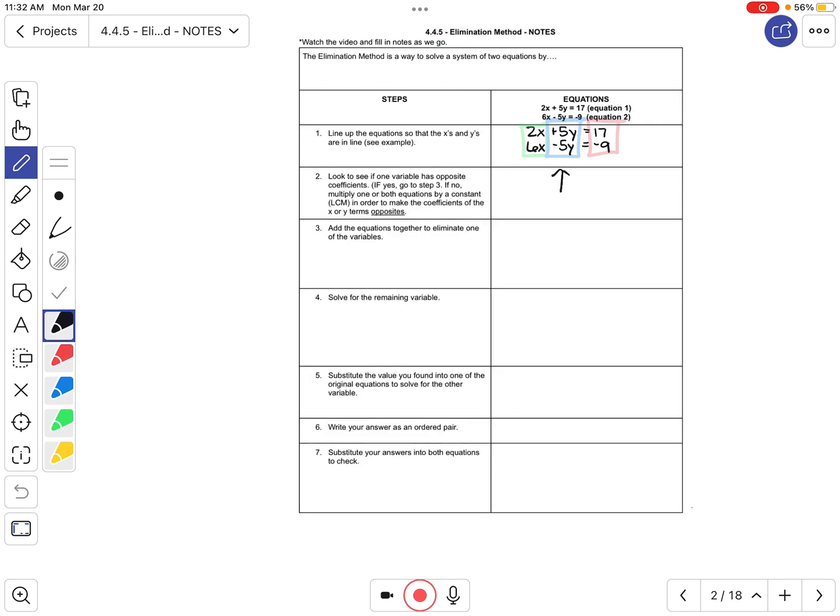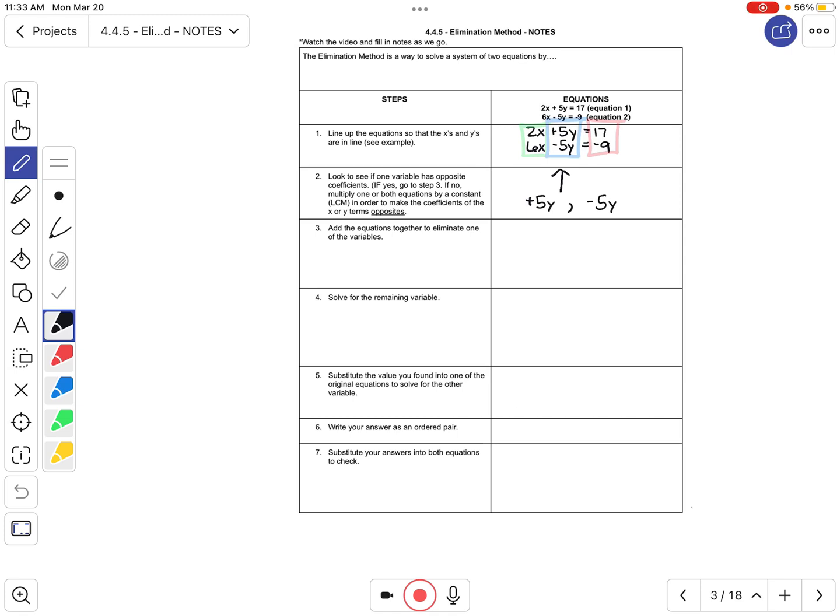In step 2, we need to look and see if either our x's or our y's are already opposites. In this case, our y's are. They have the same digit of 5. One is positive and one is negative. That means that when I add them together, they will make a 0 pair and go away. And that's exactly what we want. We want them to eliminate. So if you're already lucky enough that your equation is set up like this, you skip and go right on to step 3.